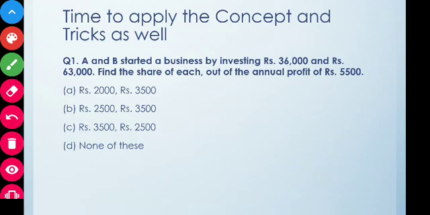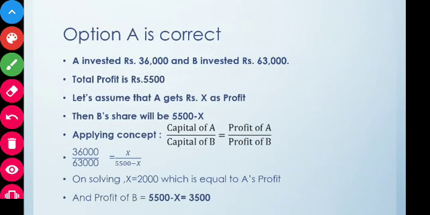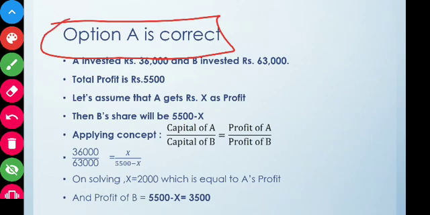So now it's time to apply the concept and trick as well. Let's see question number 1. A and B started a business by investing rupees 36,000 and 63,000. We have to find the share of each out of the total profit of 5,500. The options are given here. Option A, 2,000 and 3,500. Option B, 2,500 and 3,500. Option C, 3,500 and 2,500. Option D, none of these. So how to attempt this question? Option A is correct, but how we arrive at this conclusion, we have to study.